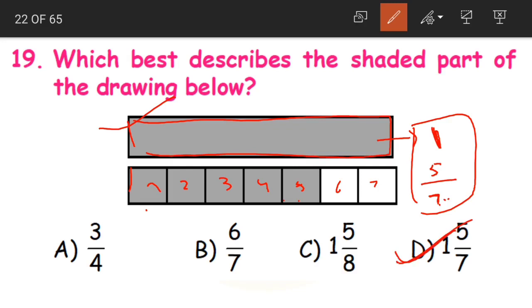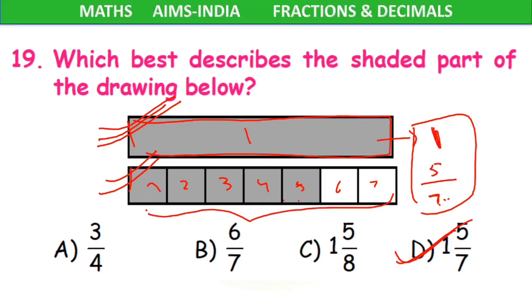This is the pictorial representation of a mixed fraction, where we have a whole number and also a proper fraction. What is the answer for this? 1 5 by 7 is the answer.